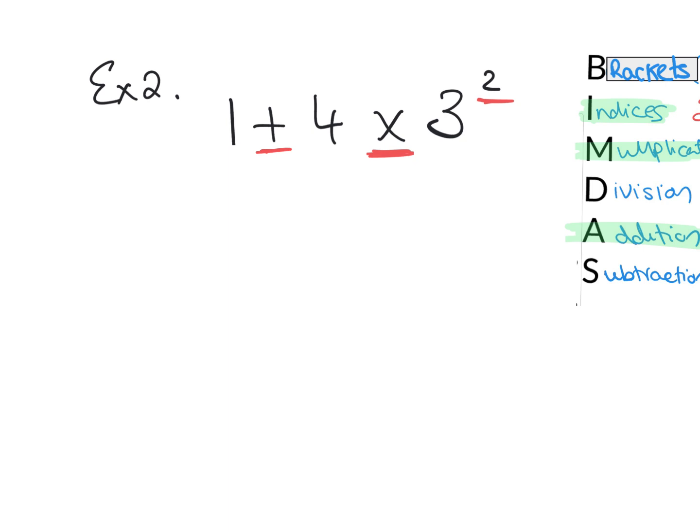Okay, and I start off by looking downwards. What's the first one I'm going to do first? And there is no brackets, but there is indices. So I'm going to do this bit first here. So I might just circle that.